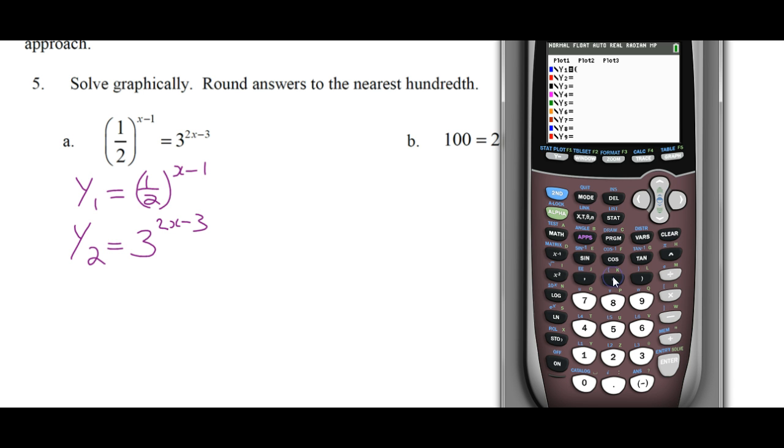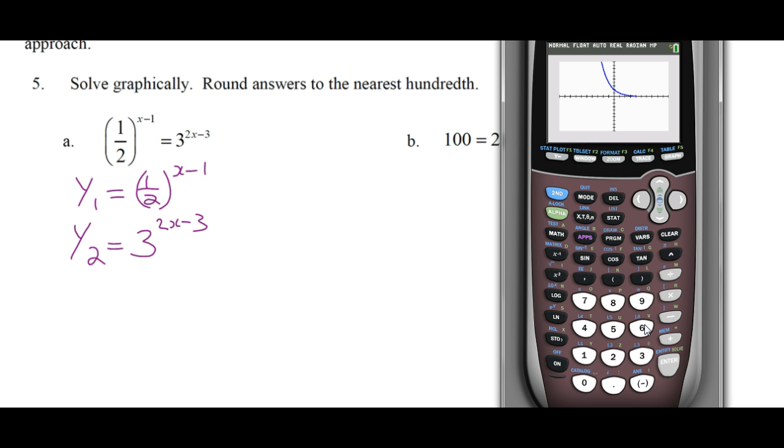Okay, 1/2, so I'll show you the way. Bracket 1 divided by 2, bracket, to the power of, bracket, x minus 1. That'll work on an old school calculator, like any TI-83 or 84. Then 3 to the power of, same deal here, 2x minus 3. On yours you'll see a little upside down v. I'm going to go zoom standard. Let's graph it in the standard window to begin with, and then we'll take a look.